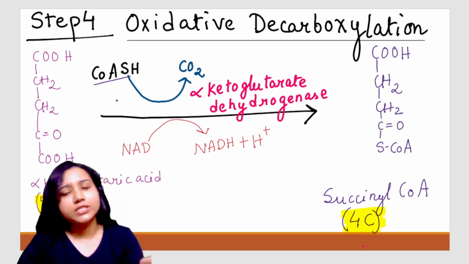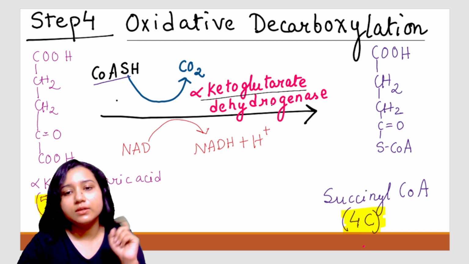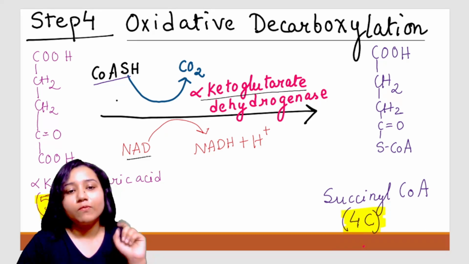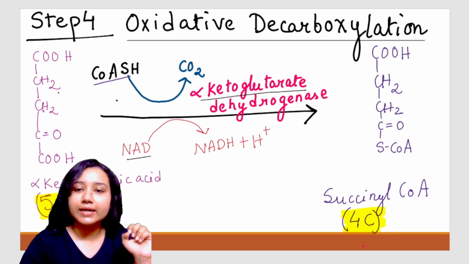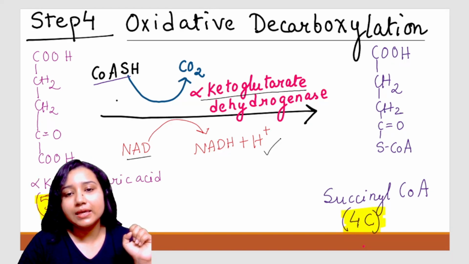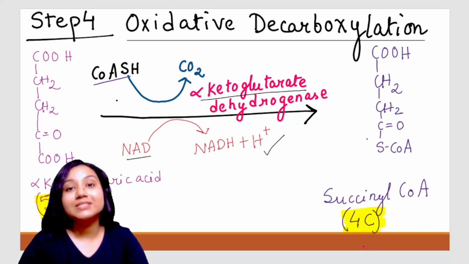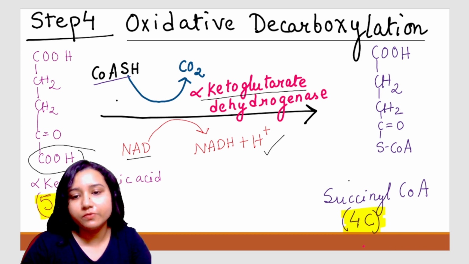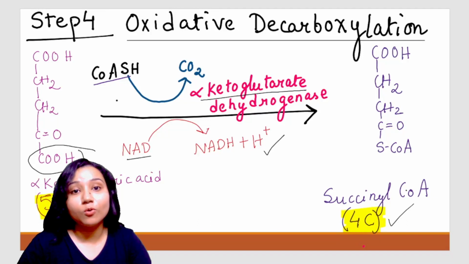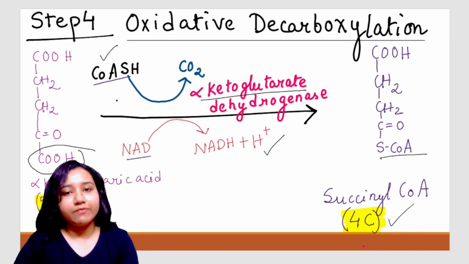Step 4 is the same, an oxidative decarboxylation. We will see that the alpha ketoglutarate dehydrogenase is going to work, and NAD will be taking the 2 hydrogen. If you notice very carefully, they are taking the hydrogen and forming NADH and H plus, and along with that there is going to be removal of carbon dioxide. So the last carboxylic acid is also now removed. From 5 carbon it is going to form 4 carbon succinyl CoA, and as coenzyme A is also present in this reaction, it is also added. Okay, so now step 4 is clear.